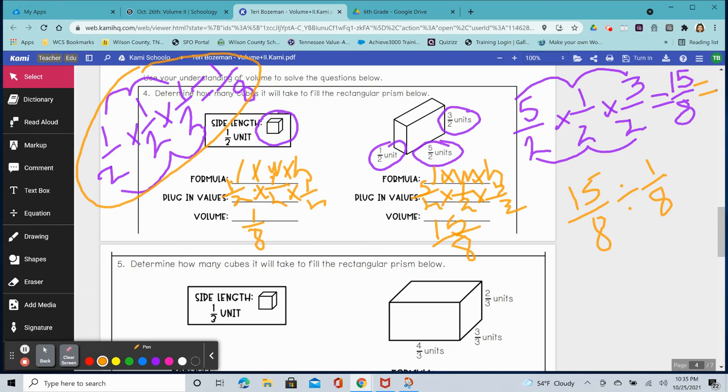So 15/8 divided by 1/8, we want to keep the first fraction, change the division to multiplication, and then find the reciprocal of our second fraction. So that's 8/1. Now you're going to multiply 15 times 8 and then 8 times 1 and get an answer and then divide. Or you can go ahead and simplify here. 8 divided by 8 is 1. So your answer here is going to be 15/1 or 15.